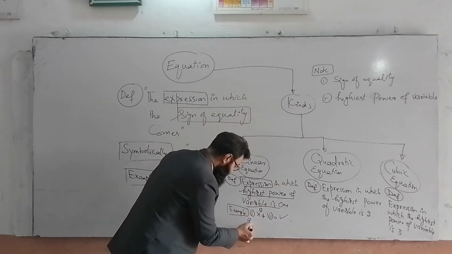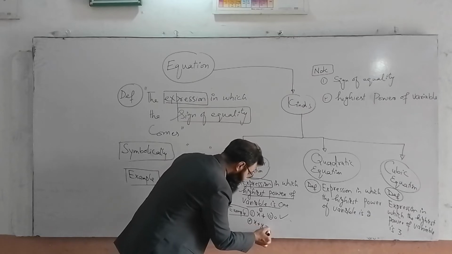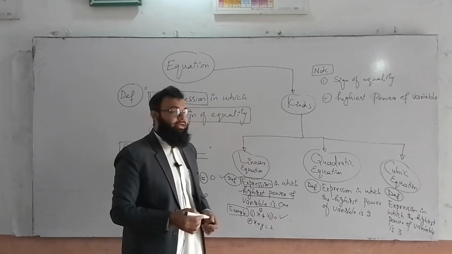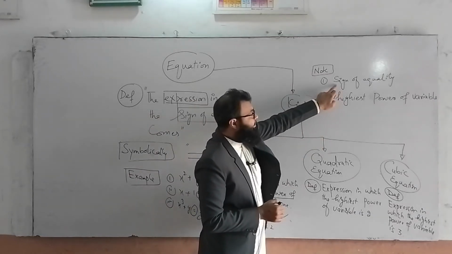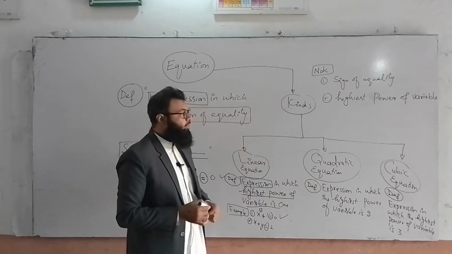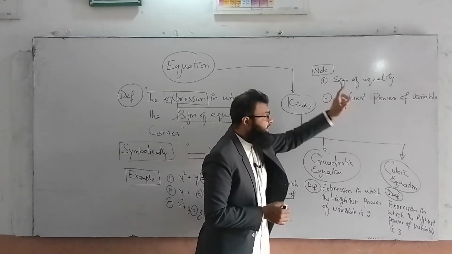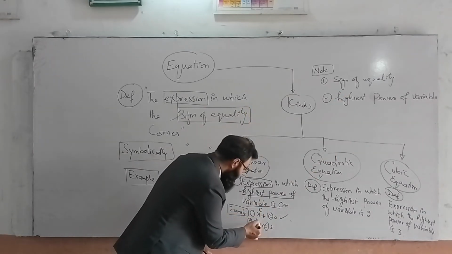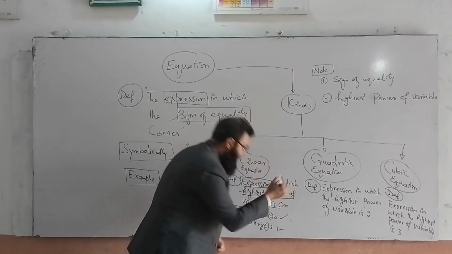Second one, x plus y is equal to 2. Can we call it an equation? Look at this symbol, the sign of equality comes. Yes, we can call it an equation. Now looking at the second point, the highest power of the variable. The highest power of the variable is 1, so we can call it a linear equation.